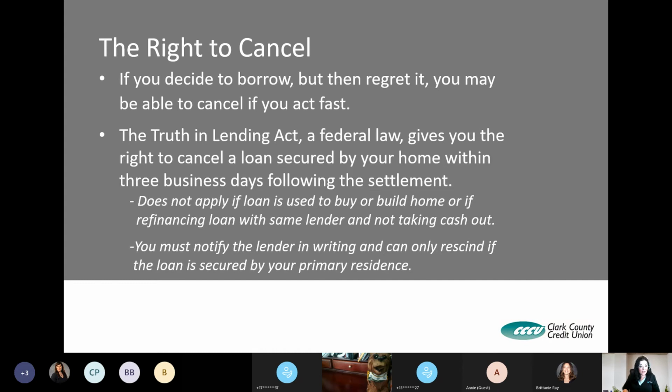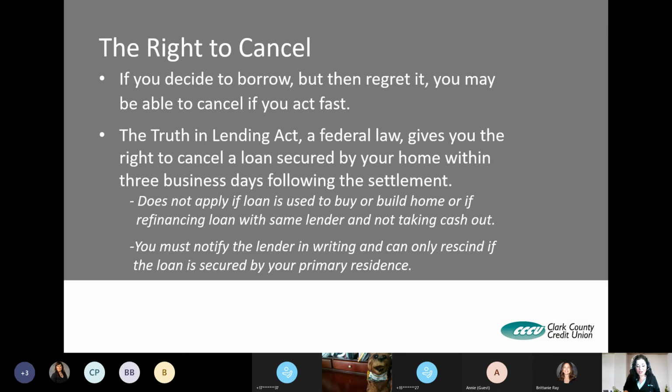If you decide you want to cancel the loan after you've signed your loan documents, we give you a form you would have to complete and get back to us within that 3-day period. You can email it to us. You can walk it into a branch. You can slip it under a door if we're closed already. Any way you can get it to us, we will accept it.